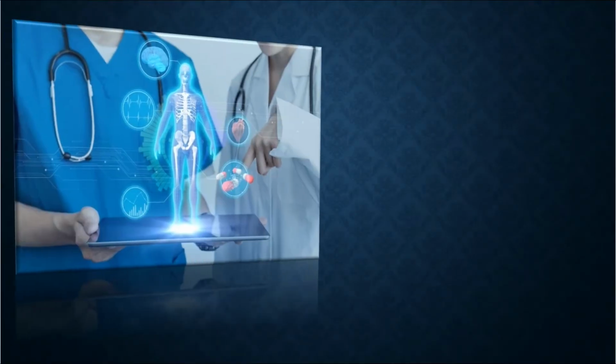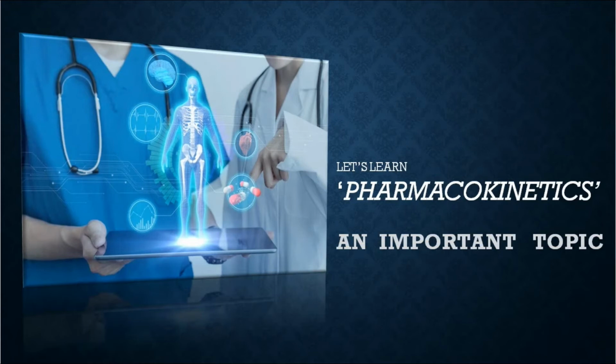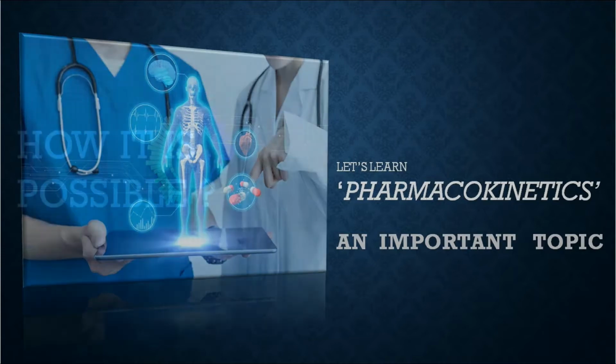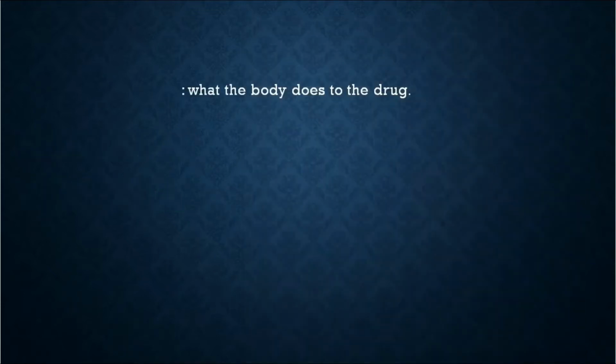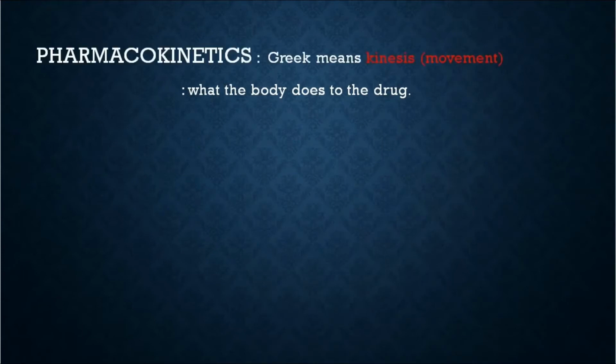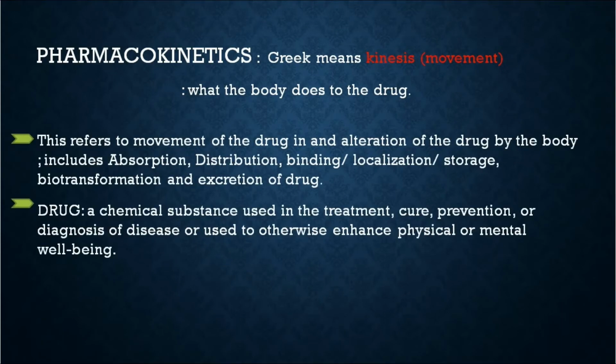Hi, this is Pharmacology Hydrantist p square. Let's learn an important topic of pharmacology, that is pharmacokinetics. The question comes to our mind: how does a drug go into the body, and why does its effect decrease with time? What the body does to the drug, meaning what our body does to the drug, is called pharmacokinetics. Drug means medicine. It is a chemical substance used in treatment, cure, prevention or diagnosis of disease, or used to otherwise enhance physical or mental well-being.